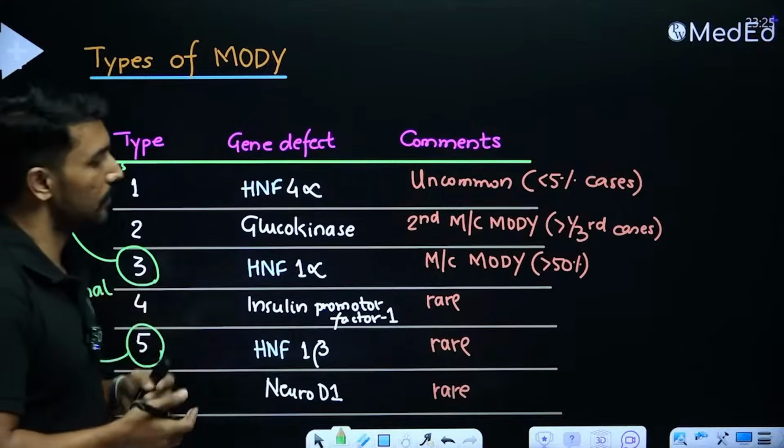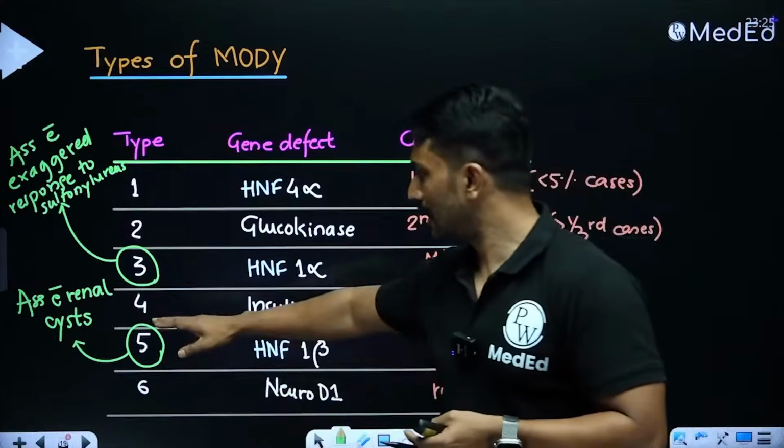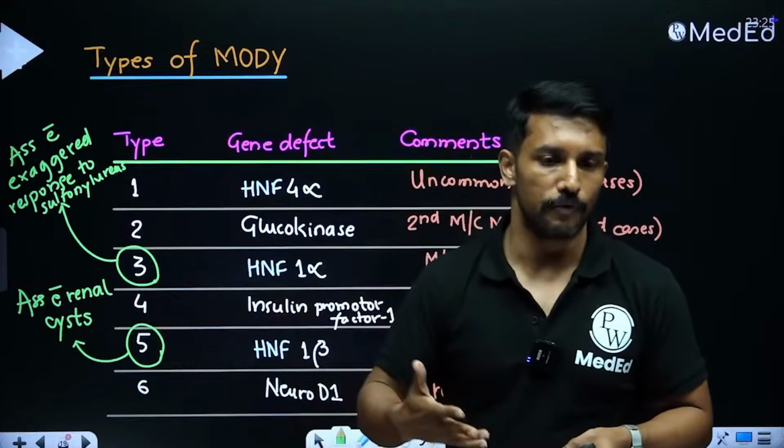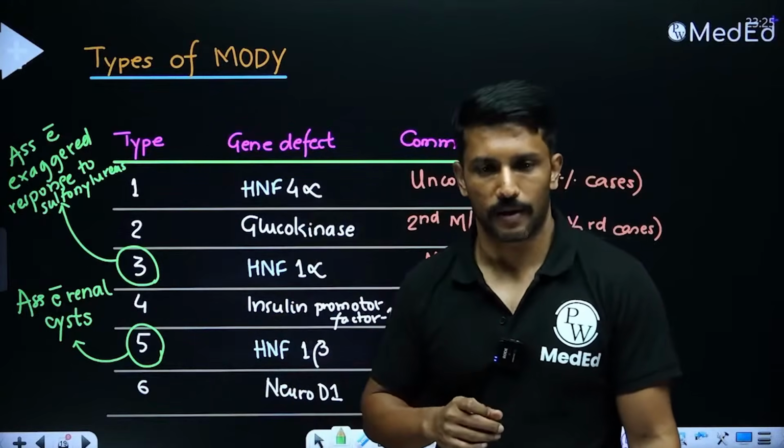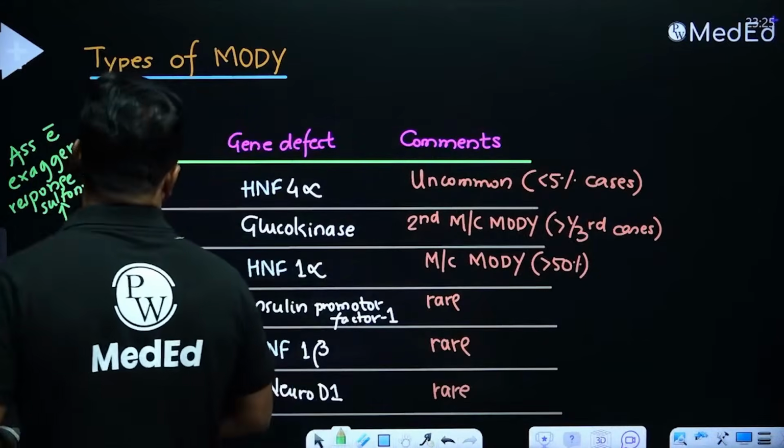Just like autosomal dominant polycystic kidney disease, there will be development of renal cysts, and these patients also tend to develop renal failure over time, right?